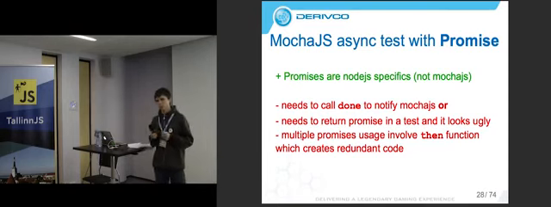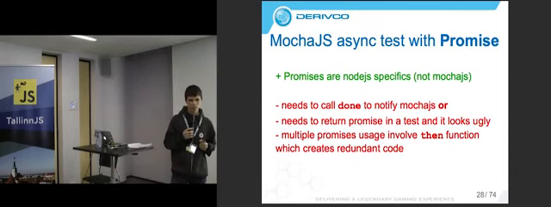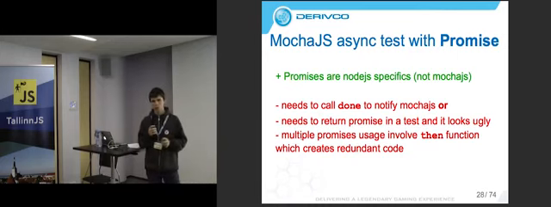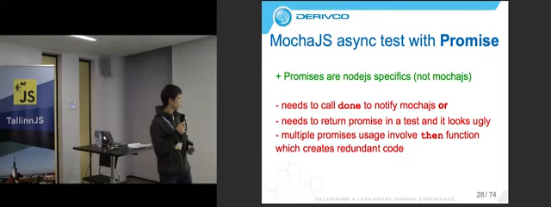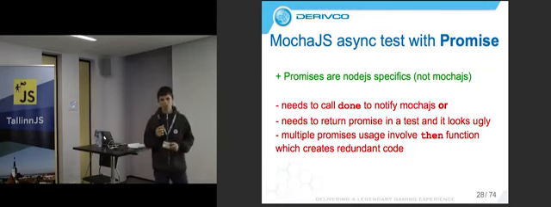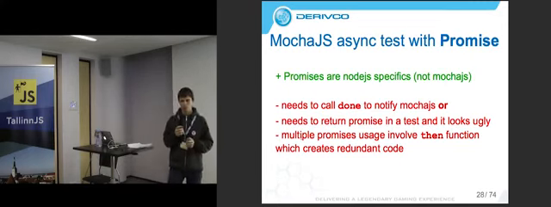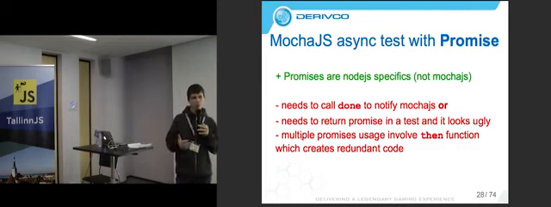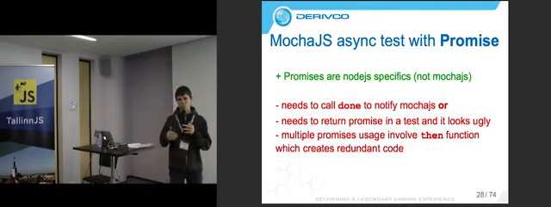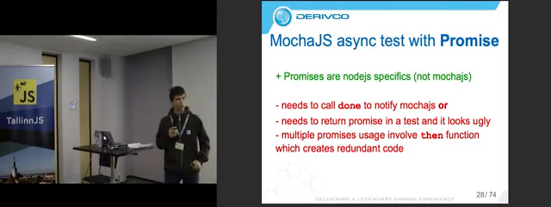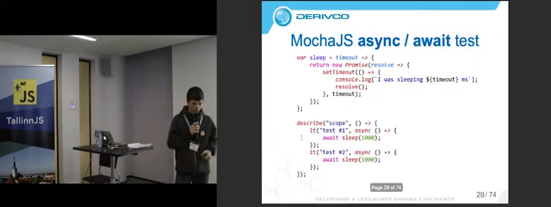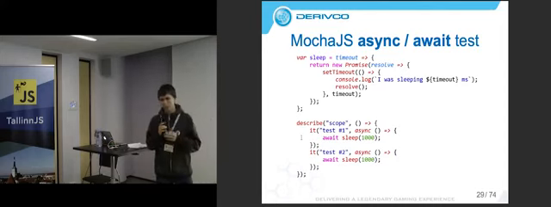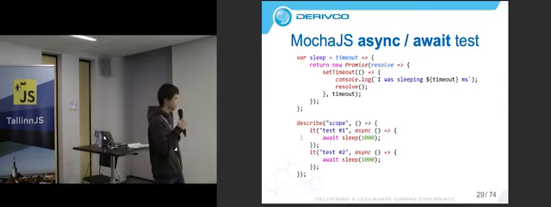It's better because promises are supported natively by Node.js and JavaScript, and it's not a Mocha.js feature. But with this approach, you still need to call the done function in the then function of the promise. And if you work with plenty of asynchronous functions which return promises, you need to chain plenty of then functions in order to provide step-by-step execution of asynchronous promises. It creates redundant code. Also, if you don't want to use the done function, you should return something in the test. Returning something in the test also looks ugly, because usually a test should not return anything.